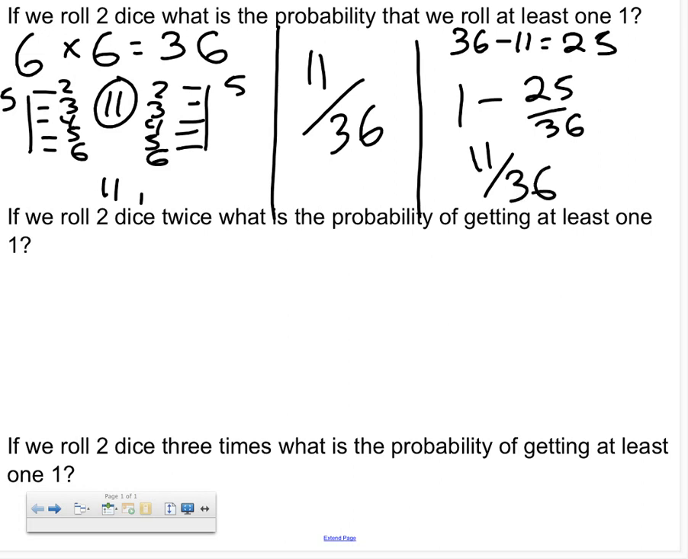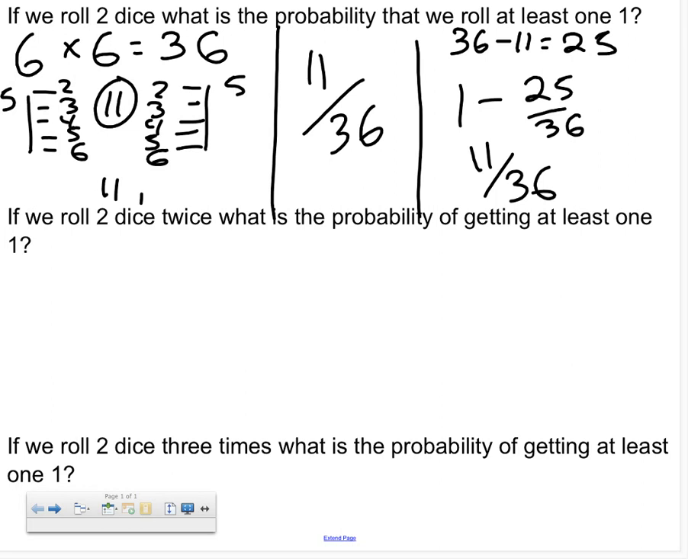Or rather, I'm going to take out all the possible combinations that don't have a 1, and what I'm left with is all the possible combinations that do have a 1. Okay? That's what 25 out of 36 is. 25 out of 36 is all the possible combinations that don't have a 1 at all. 11 out of 36 are all the possible combinations that do have at least 1 1, if not 2.